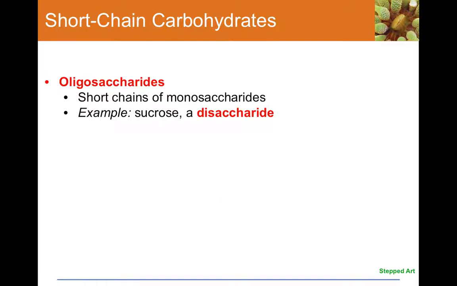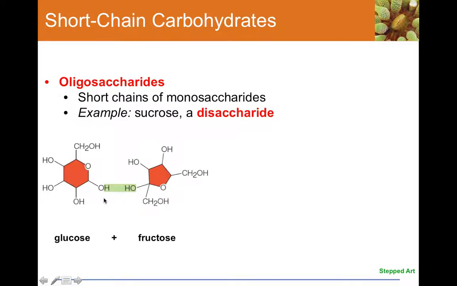So that's monosaccharides. Oligosaccharides, we have a short chain, more than one, but not enough to be poly. We have a disaccharide, di means two, that would be sucrose. And so here we take glucose and we add a fructose to it. And if we're hooking these together, what type of reaction is that? What's that called?